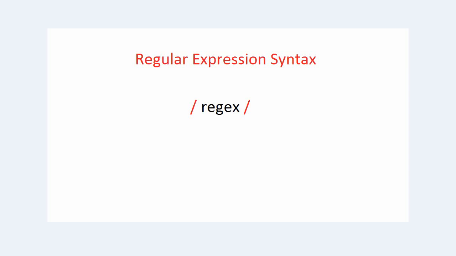Now let's suppose you want to write the regex star. That means you want to match star in a string of text. You will write it as a forward slash, then you will write the word star and another forward slash at the end. Another example will be if you would like to write or match the word tree, then forward slash tree and another forward slash.